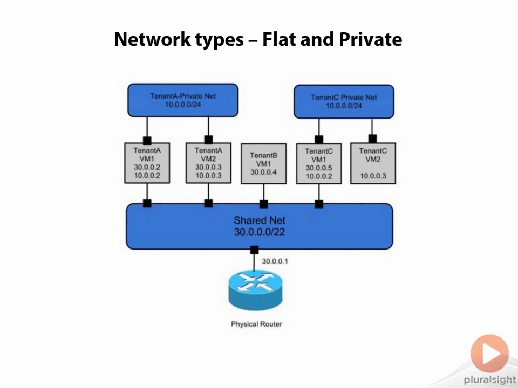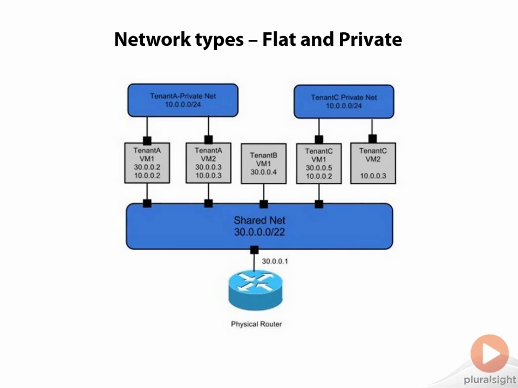Tenant C has a really cool case. Tenant C has VM1, which is externally facing on 30.0.0.5, and is given a management or private network address of 10.0.0.2. But their second VM is only provided access to the private network. Effectively, it only has east-west access to VM1. VM1 can see outside and inside.